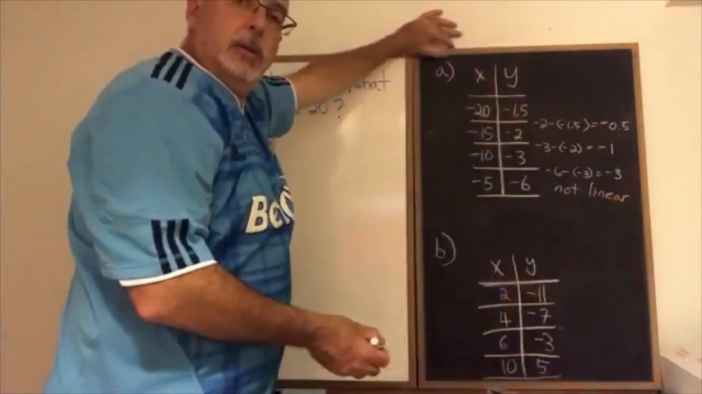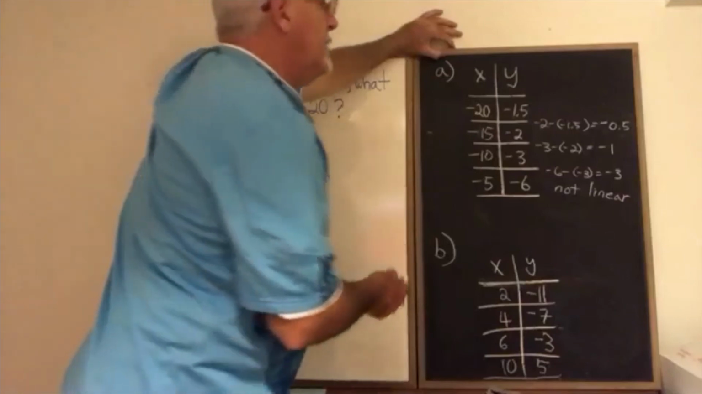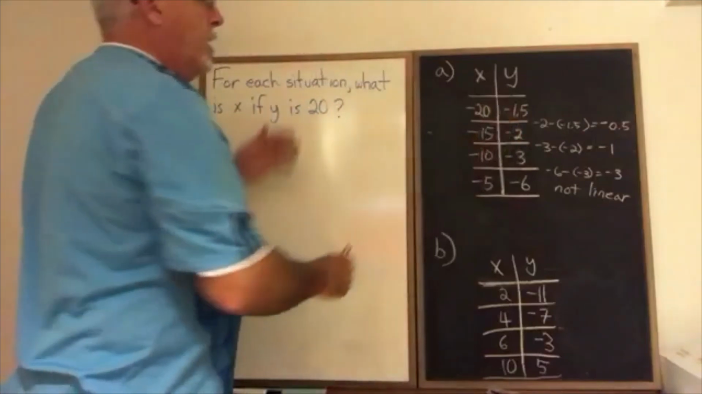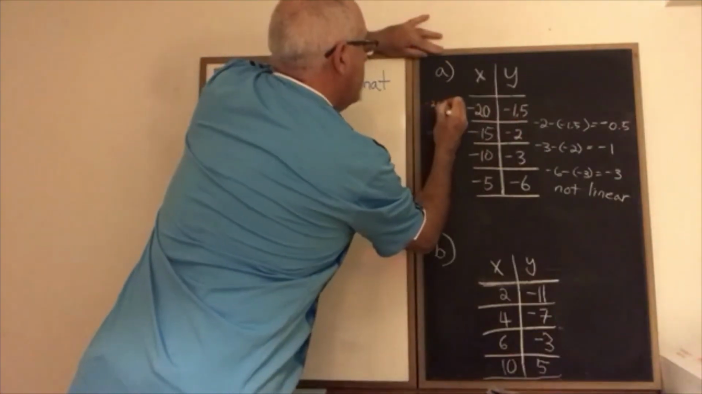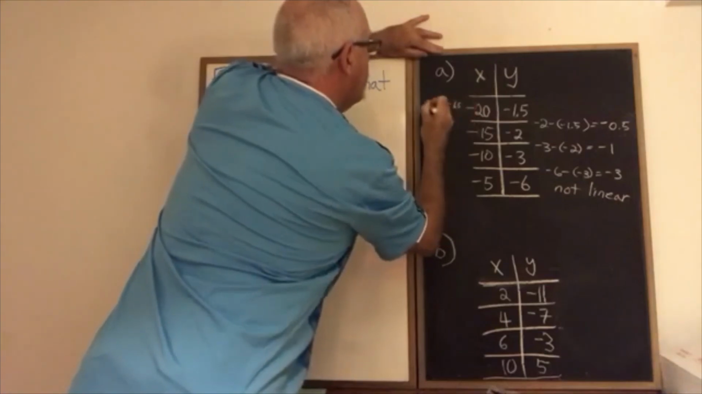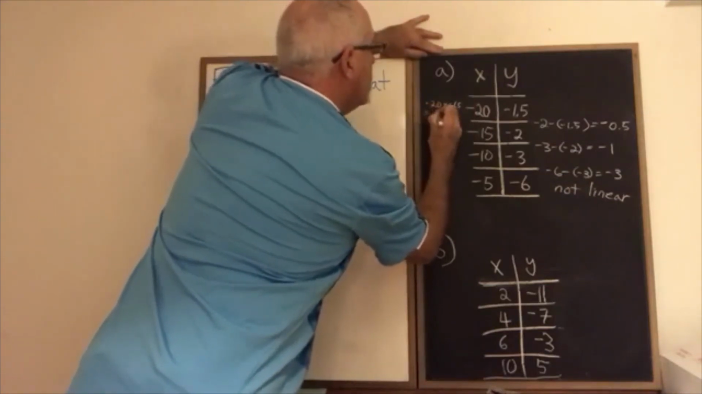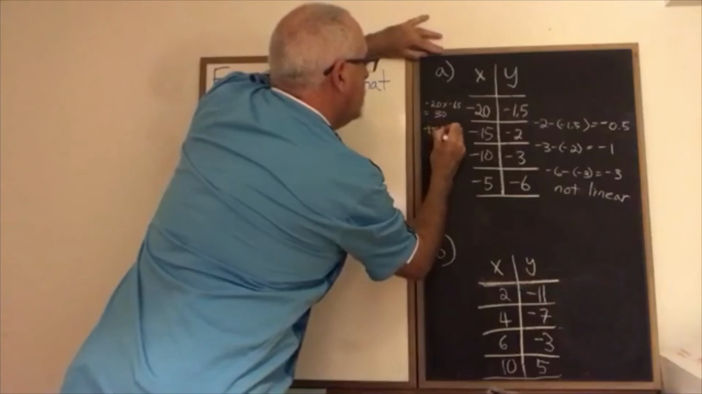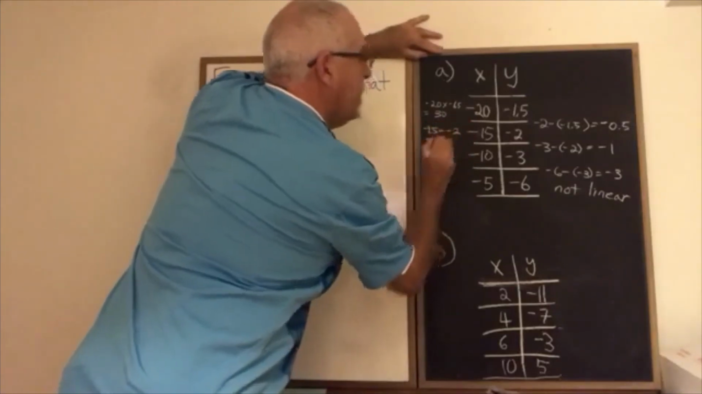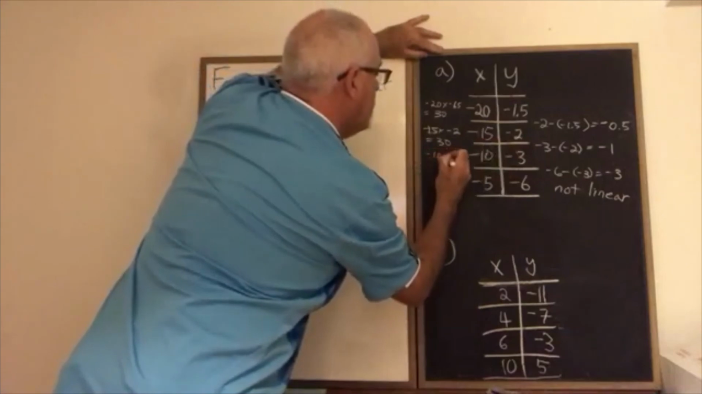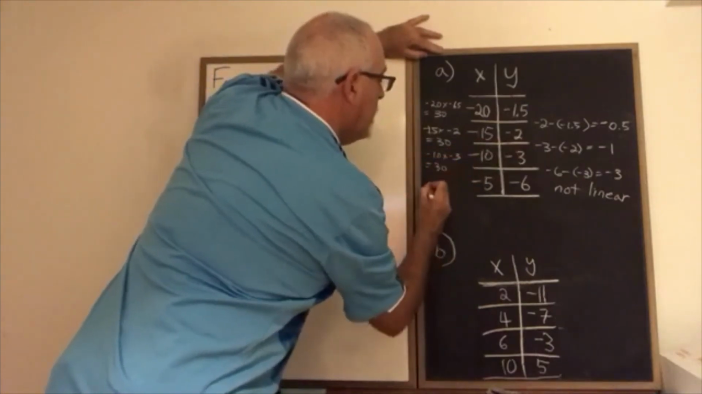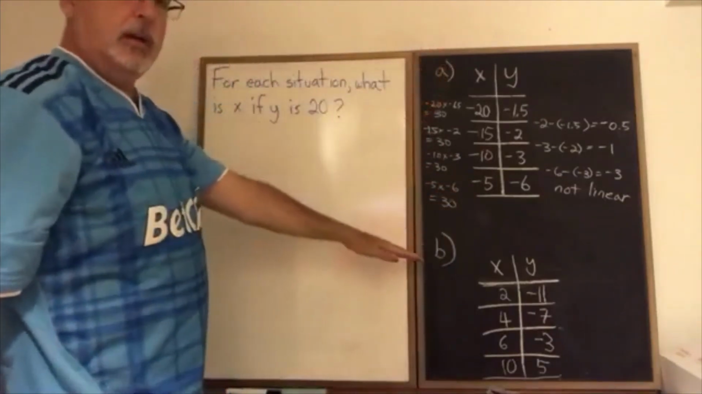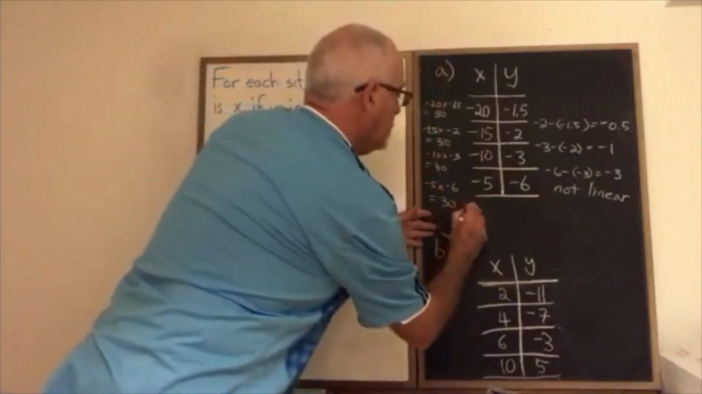So, am I going to assume it's inverse? No, I'm going to do the test for inverse, which is the constant product. This time I don't do two y values together. I multiply the x by the y. -20 times -1.5 is +30. -15 times -2 is +30. It's working. -10 times -3 is +30. -5 times -6 is +30. We are passing the constant product test, and we know that this is inverse. So we say so.